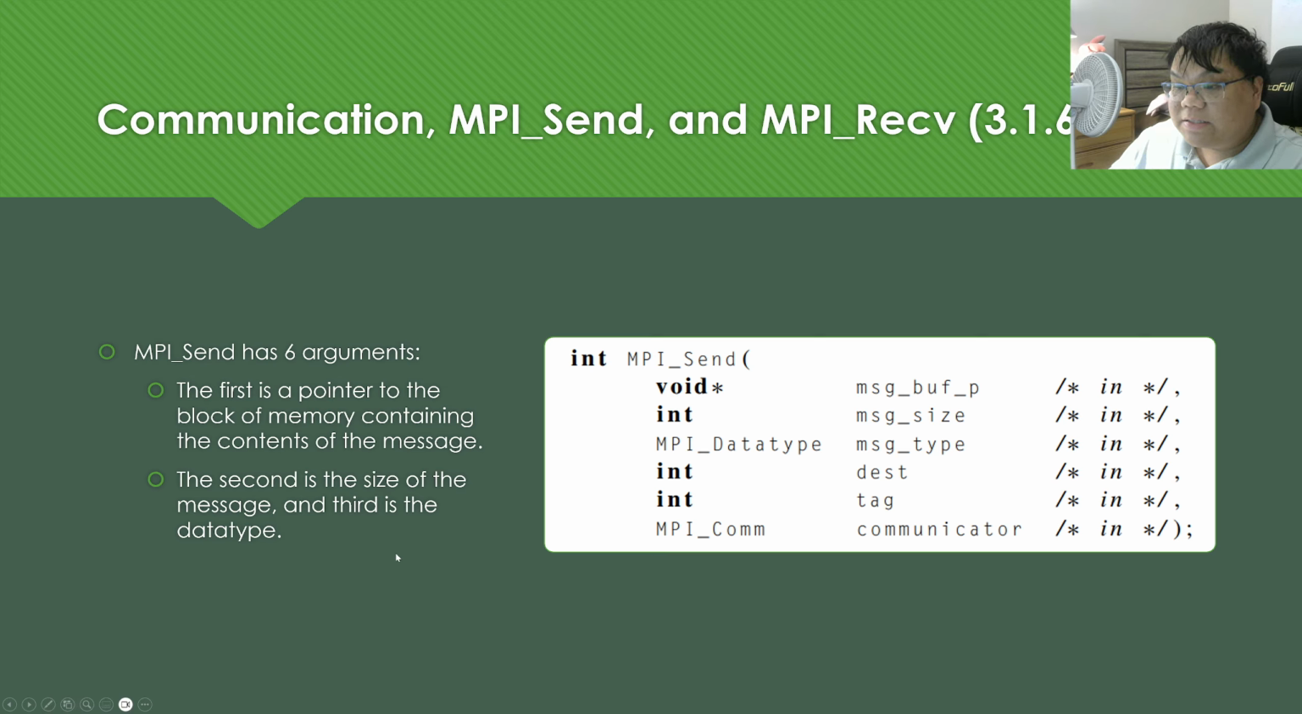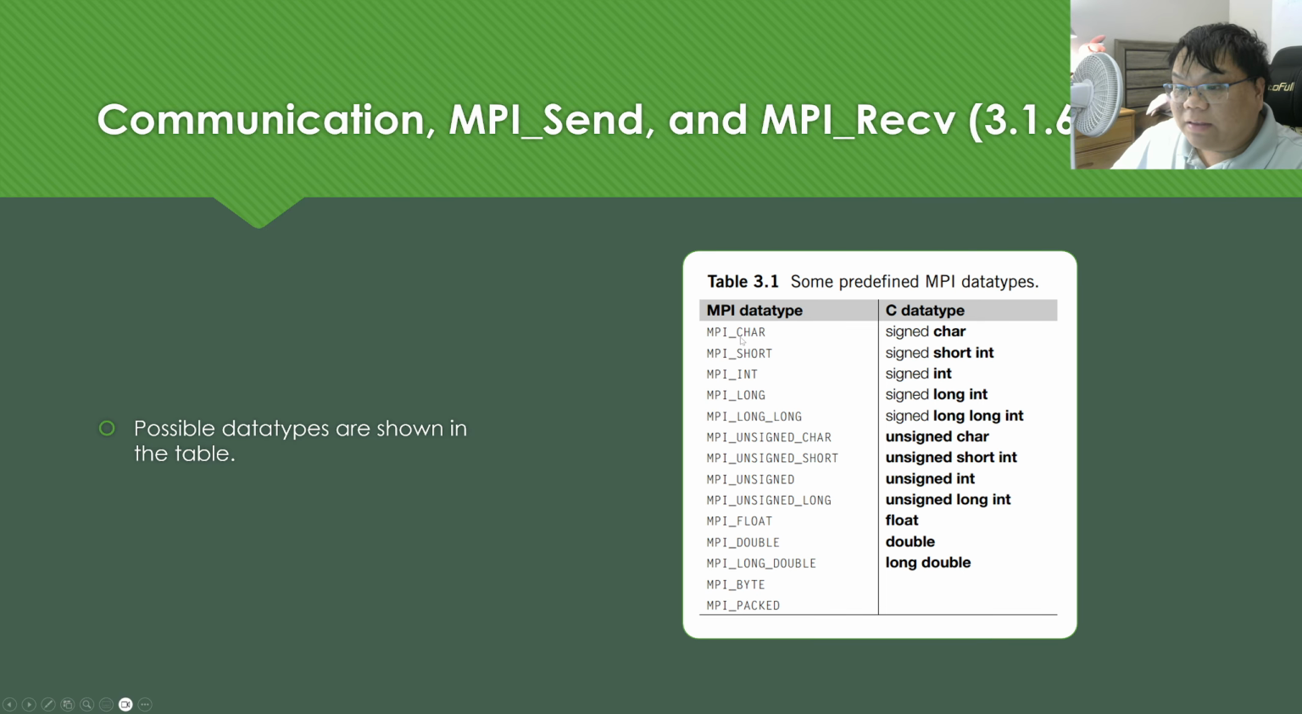The second one is your data type. Yeah, so the second argument is your... No, my bad. The first argument is a pointer to the buffer. The second argument is the size of the message. The third argument is the data type. And these are the different data types supported by MPI. Character, short, int, long, unsigned variants of all of your integer type variables, all of your different floating point variables, and byte.